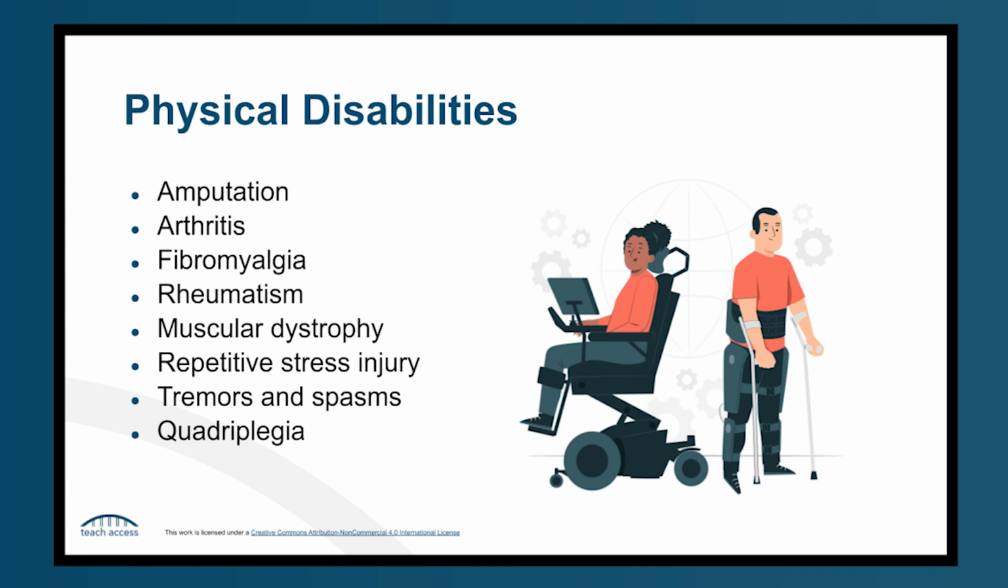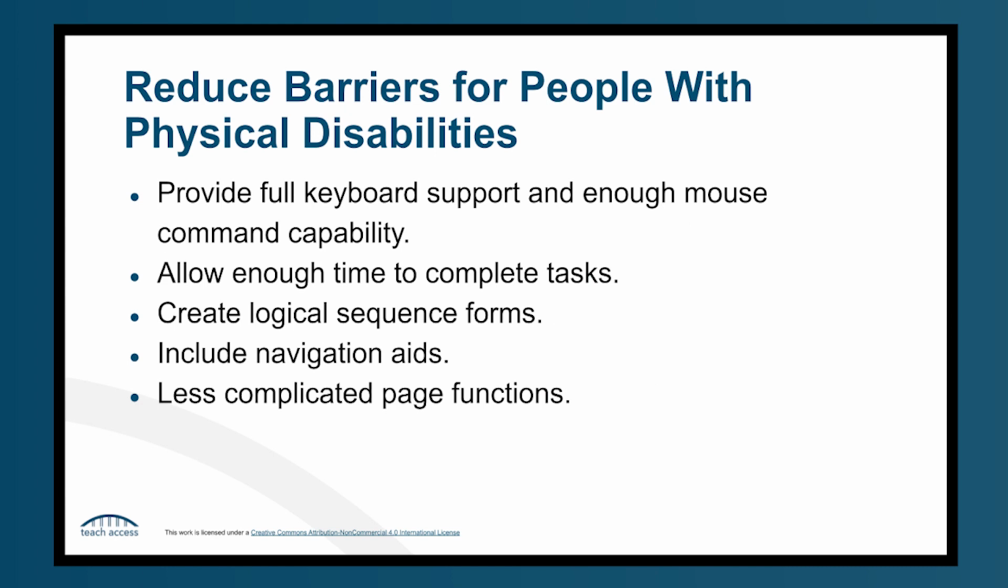Physical disabilities include amputation, arthritis, fibromyalgia, rheumatism, muscular dystrophy, repetitive stress injury, tremors and spasms, and quadriplegia. To reduce barriers, provide full keyboard support and enough mouse command capability. Allow enough time to complete tasks. Include navigation aids and less complicated page functions.